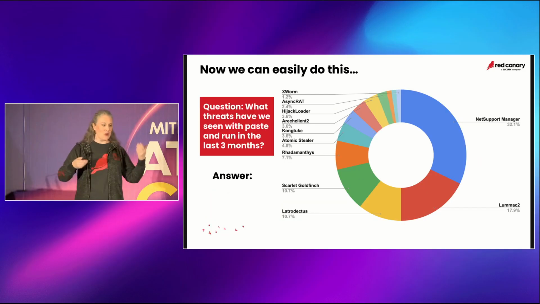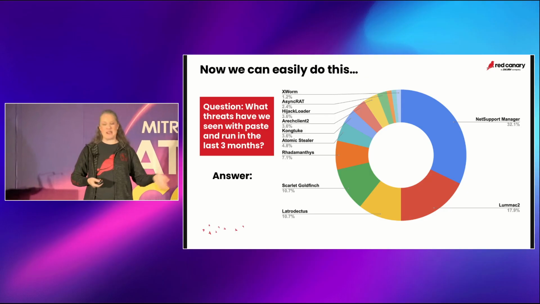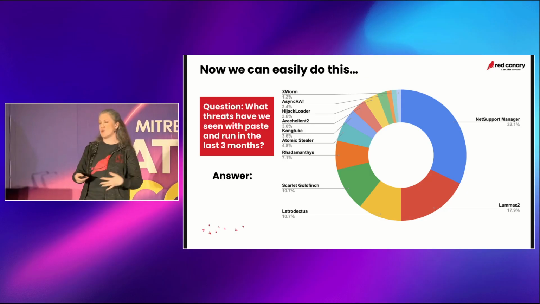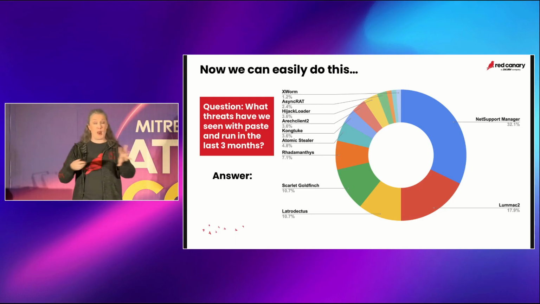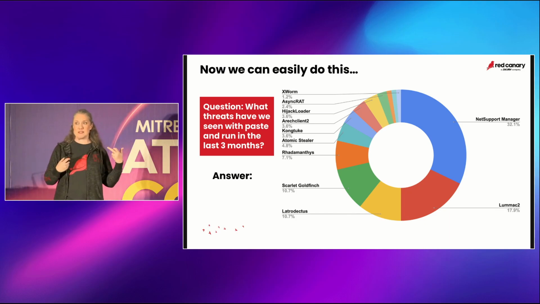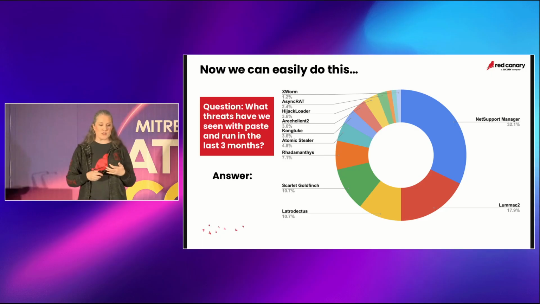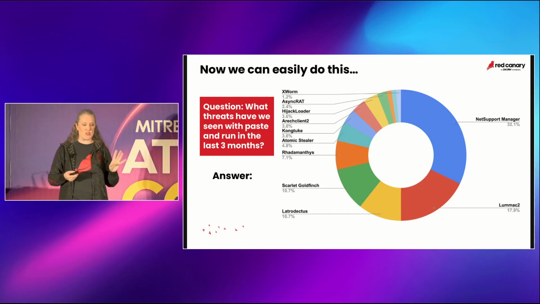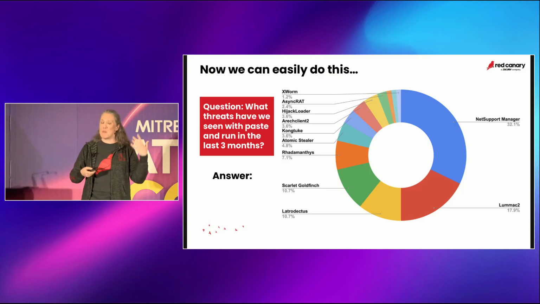For example, what threats have we seen alongside paste and run in the last 3 months? So this is up-to-date data for the practitioners here, also just because it's interesting to see. We're seeing a lot more Net Support Manager than we did earlier in the year. We are seeing Luma C2, which did reappear on the scene after the takedown this May. We're also seeing Latrodectus, Scarlet Goldfinch, which is fakeSG, another name for that, and Rhadamanthus to round out our top 5. But we can answer these questions now for ourselves and our customers much more easily.